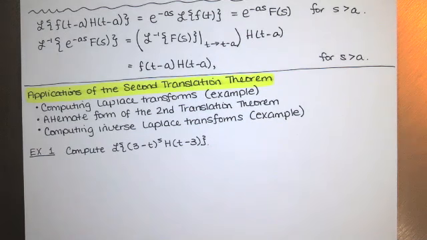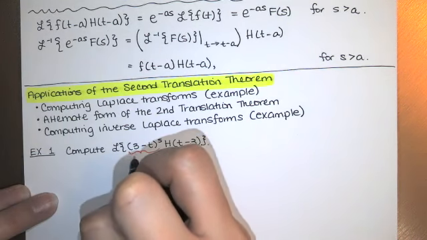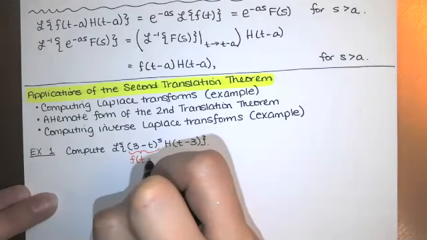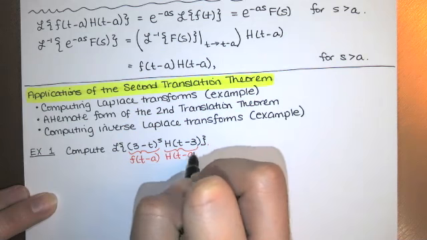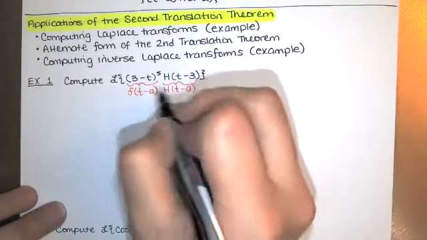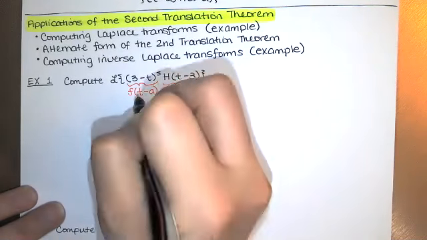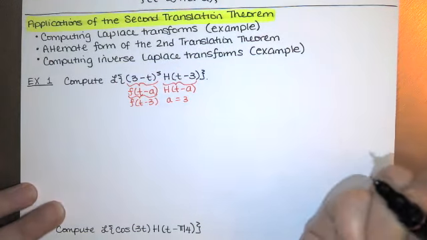So here is our first example. Notice you've got a function times the Heaviside function. Just through pattern matching, if I want to use this theorem to evaluate this, I identify this as f(t minus a), and identify this as h(t minus a). And then again, just through pattern matching, if this is h(t minus a) and I've got a 3 here, that means the a must be 3. So that means that this must be f(t minus 3).